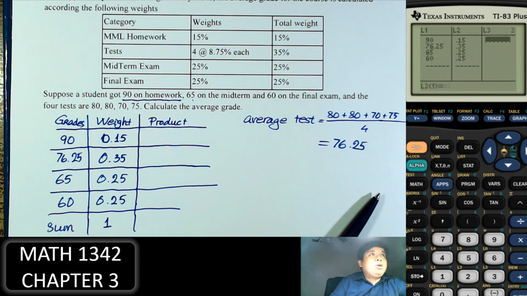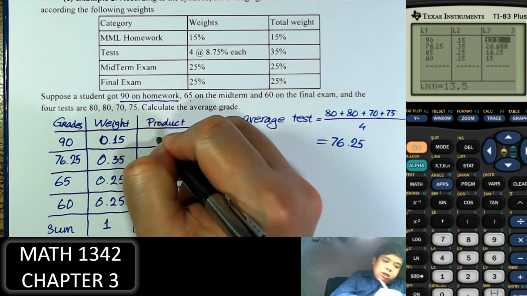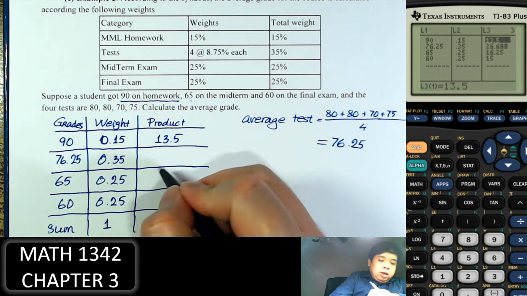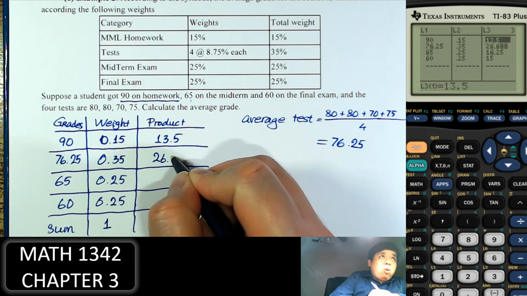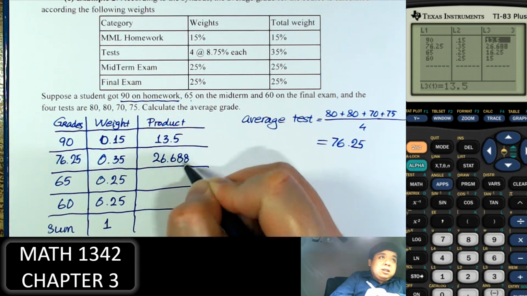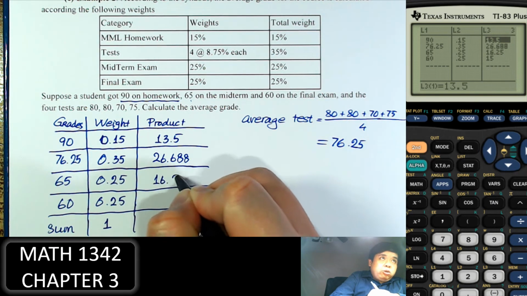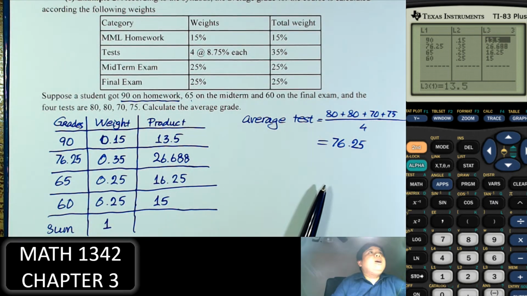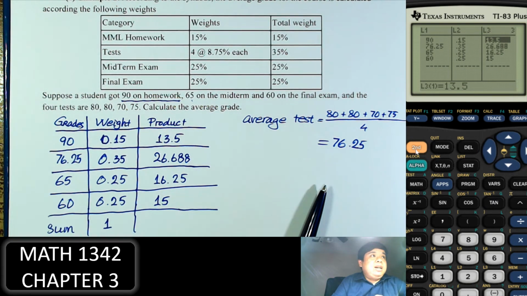Right, of course here we can multiply once again, highlight L3, say list 1 times list 2. 13.5, 26.6, 88, 16.25, and 15. Right, so we have all that. Now we just need to add everything here.